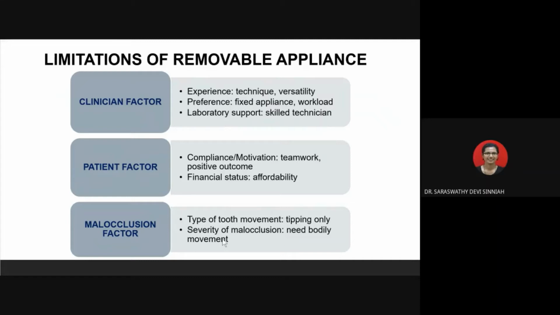Patients must also be financially capable to pay for the removable and fixed appliances if the treatment involves a two-phase method. Otherwise, a single-phase treatment would be cheaper. As for the malocclusion factor, removable appliance mainly works through tipping movements. Therefore, if a malocclusion requires more complex movements, a removable appliance may not be feasible. If more teeth need to be bodily moved, fixed appliance will be more suitable compared to removable appliance in terms of cost, orthodontic mechanics, and the total treatment duration.